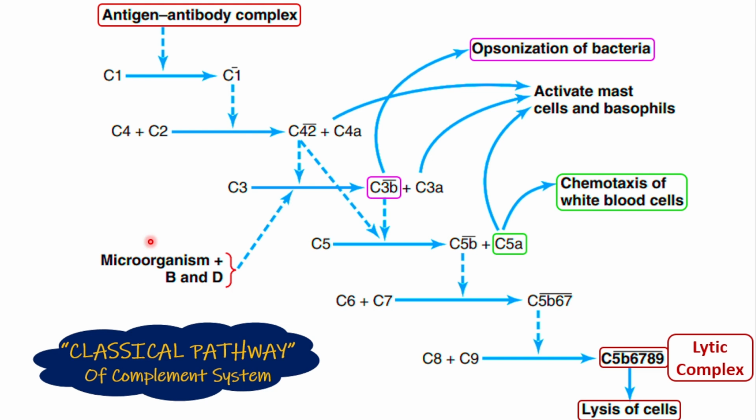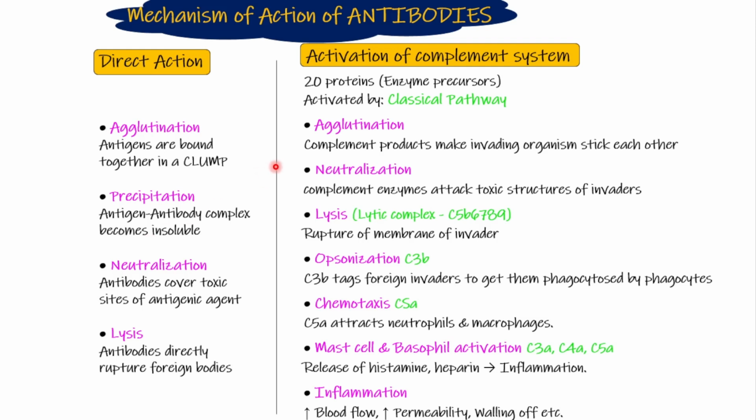Okay, now let's discuss all these points in this table. So interestingly, the first three mechanisms of action which are completed by this activation of complement system are agglutination, neutralization, and lysis. So agglutination is the same agglutination which the antibodies were performing directly. Now, how were the antibodies doing agglutination? Antibodies were forming a clump. Antigen antibody complexes were forming a clump.